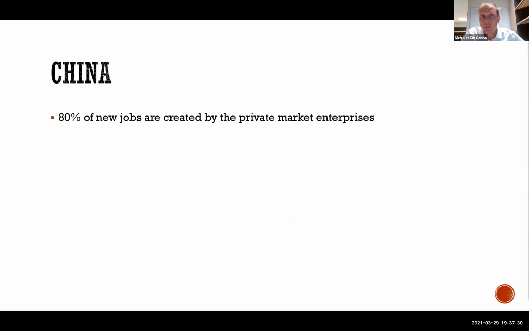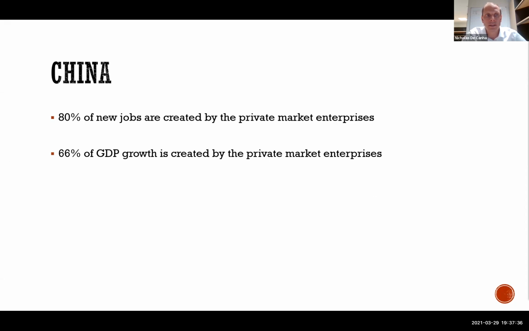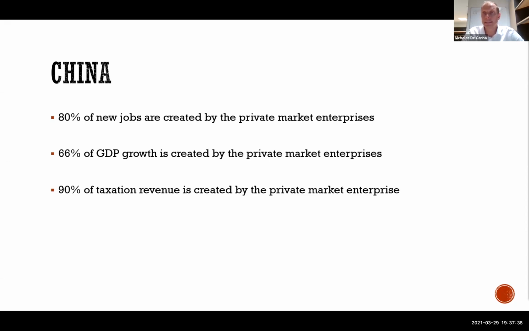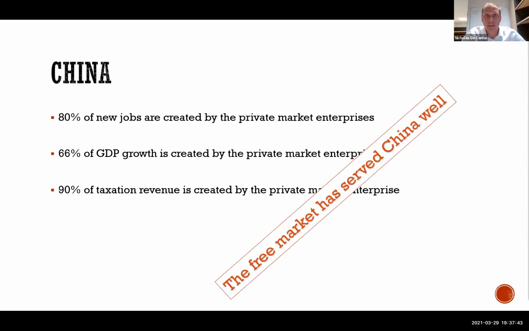Okay, so you're right. So 80% of new jobs are created by private market enterprise in China, something like 2/3 of GDP, and incredibly something like 90% of all their taxation revenue. So I think it's quite clear to say that the free market has served China well. When it says when did the start happen, that probably happened around the 70s when Chairman Mao passed away, and the leadership of China went to a gentleman who was then his 2IC, who has a very colorful history, Deng Xiaoping. That's the one.